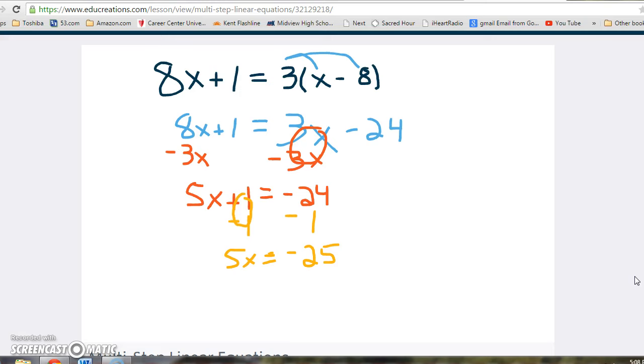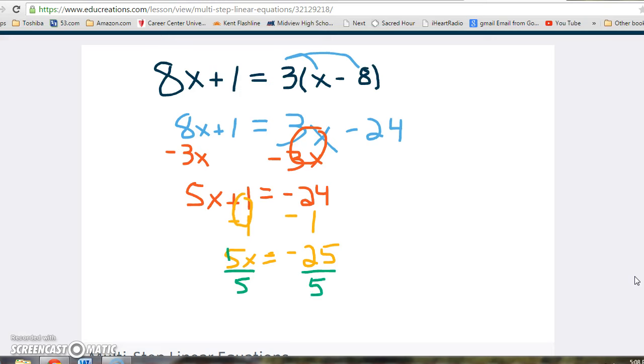Now, the last thing we need to do is to isolate the variable. So the only thing over here with my x right now is this 5. Since it's 5 times x, I need to do the opposite to move it to the opposite side. So the opposite of multiplication is division. So we need to divide each side by positive 5.